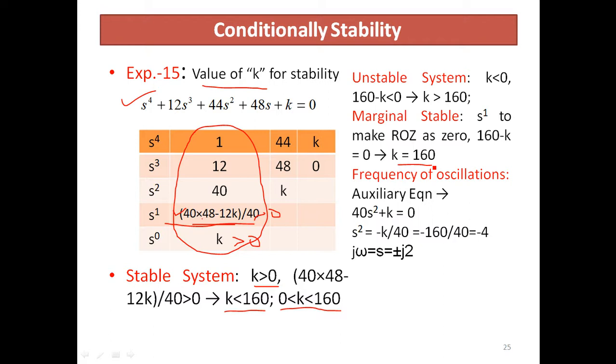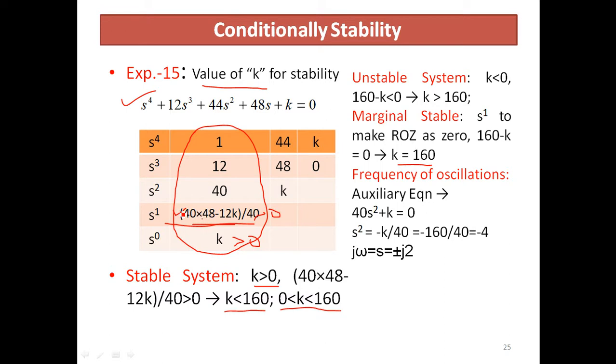If the system is marginally stable, it means the system would have poles on the imaginary axis, and marginally stable does mean the system is sinusoidal, cosinusoidal, that is, an oscillatory system. If oscillations are there, the frequency of oscillations would be there. Then how would we be able to determine the frequency of oscillations? For that you have to construct the auxiliary equation.